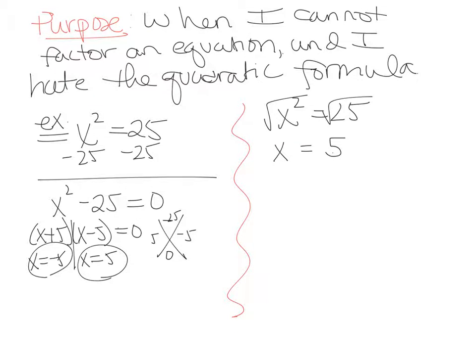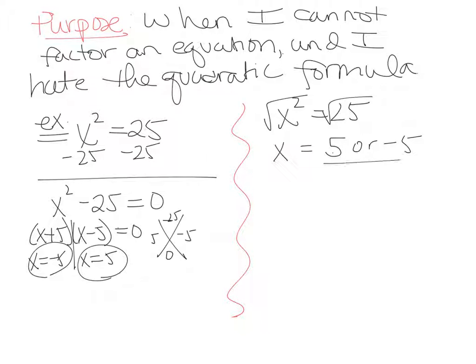Because if I plugged in 5 into x squared, and I said, okay, 5 squared is 25, that works. What if I plug negative 5 in? Negative 5 squared, well, that also equals 25. So whenever you square root a number, your answer is actually positive or it's negative.